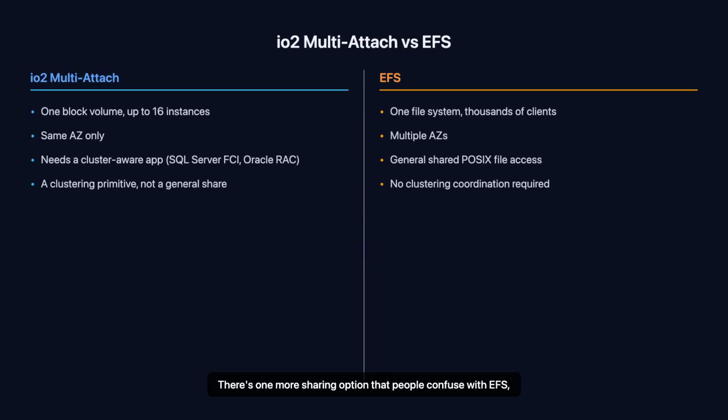There's one more sharing option that people confuse with EFS, and that's IO2 multi-attach. Multi-attach lets a single block volume connect to up to 16 instances, but only within the same availability zone, and only if you're running a cluster-aware application like a SQL Server failover cluster or Oracle RAC that coordinates writes. It's a clustering primitive, not a general file share. EFS is the opposite. One file system, thousands of clients across multiple zones with general shared file access and no clustering coordination needed. So if a question mentions multi-AZ shared access without any clustering, that's EFS. Same AZ clustered database, that's IO2 multi-attach.